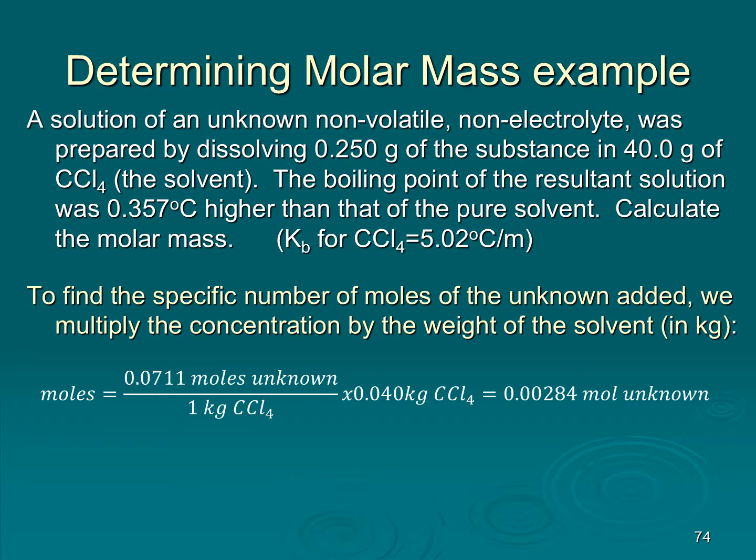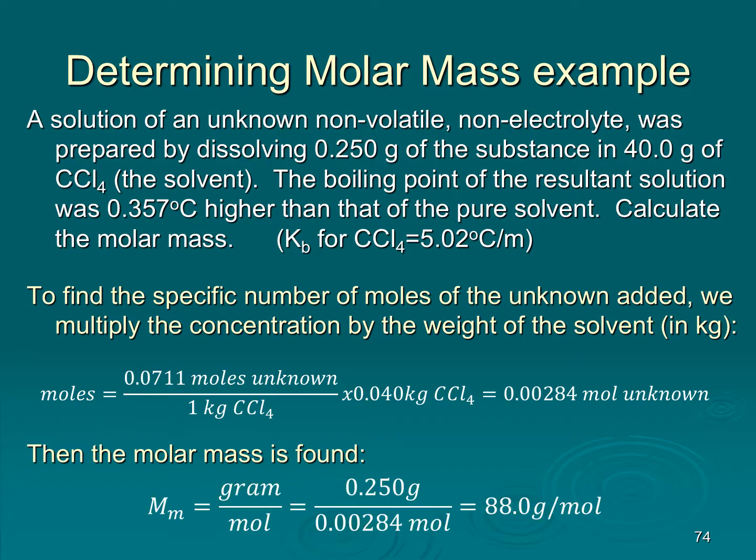If we had a whole kilogram of CCl4, it would have been 0.0711 moles, but since we only had 40 grams, 0.04 kilograms, the number of moles is 0.00284. But now we were able to calculate how many moles would make the temperature go up that much. And we also know that this is equivalent to 0.250 grams that we put in.